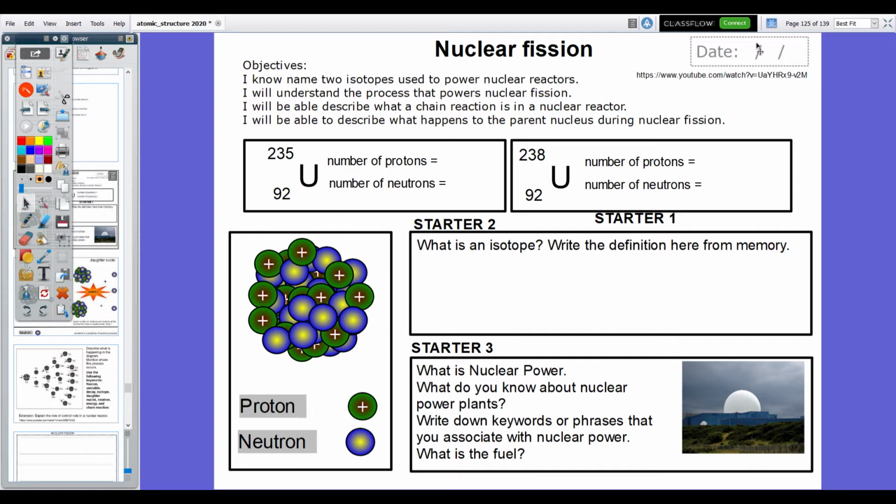If you want to start this off, please have a go, refer back, and see if you can solve this. Look back in your notes and see if you can find what an isotope is. Have a go at those two right now. Take a pause if you need to, and I'm going to start going through it in 10 seconds.